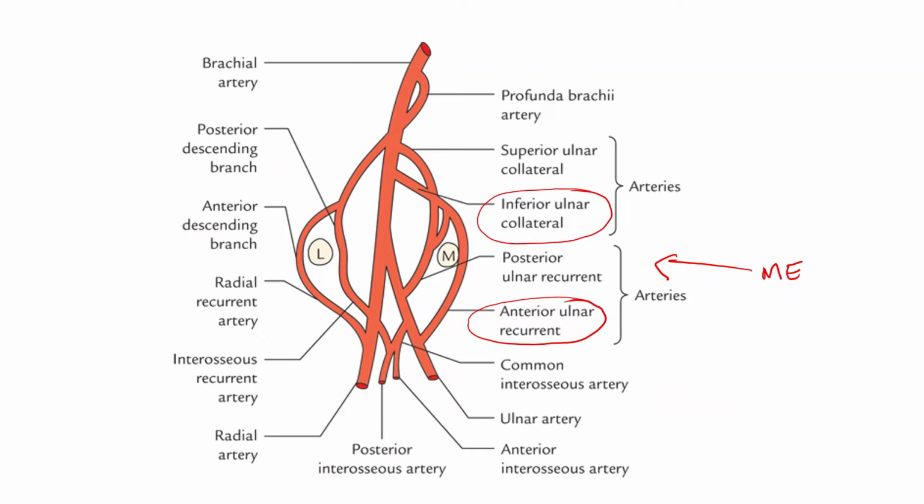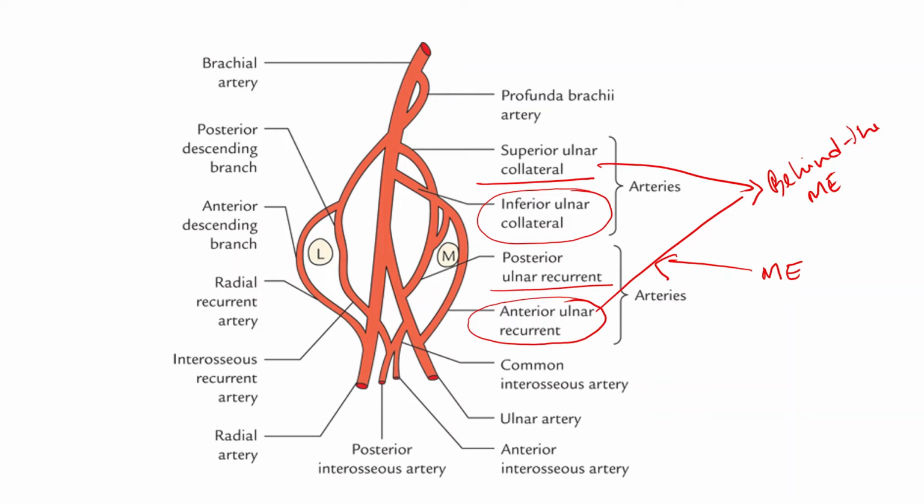In the same way, there is an anastomosis which takes place behind the medial epicondyle. Behind the medial epicondyle, the anastomosis occurs between the posterior ulnar recurrent branch of the ulnar artery and the superior ulnar collateral branch of the brachial artery. So these are the four arteries taking part in the anastomosis around the medial epicondyle.